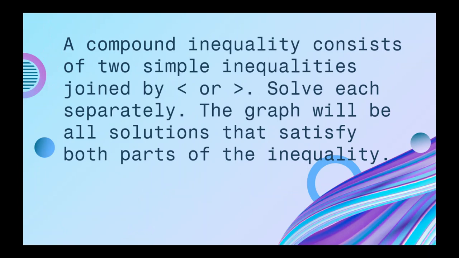Now, a compound inequality is like a linear inequality, except that we have two of them together. So basically what you're doing with a compound is you're taking two linear inequalities and putting them into one compound inequality, which you then solve each side separately. The graph will be all the solutions that satisfy both of those inequalities, okay?